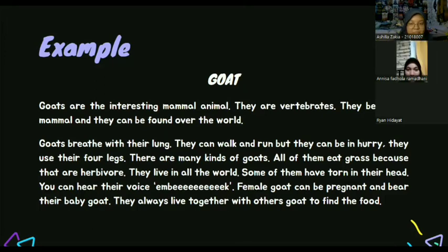Goat. So we can see that the first paragraph here is the general classification structure, which tells us the general statements about goats. And then the second paragraph, which is the longest paragraph, is the description structure, which describes more about goats.